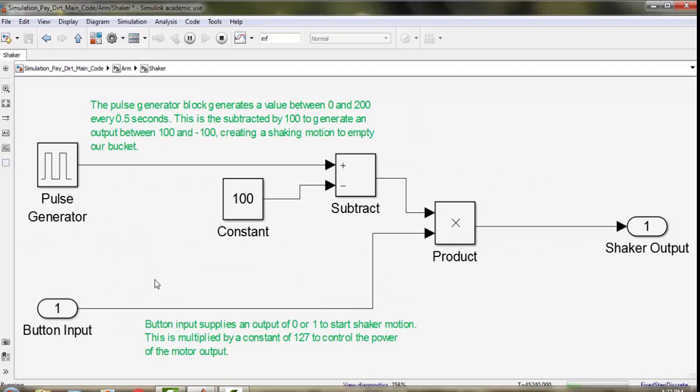Our shaker is controlled by a pulse generator that generates a value between 0 and 200 every 0.5 seconds. This is then subtracted by 100 to create a negative value in between the two pulses. We use this pulse to make our wheels and our arm both move up and down. This is to either clear commodities out of the shaft of the scoop or to empty the commodities into the starting area.